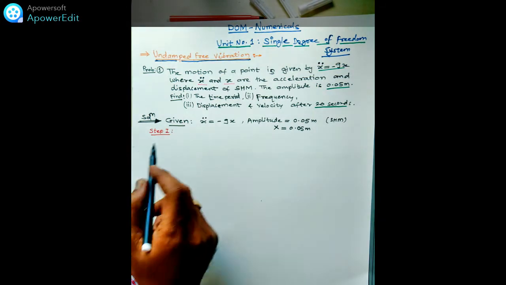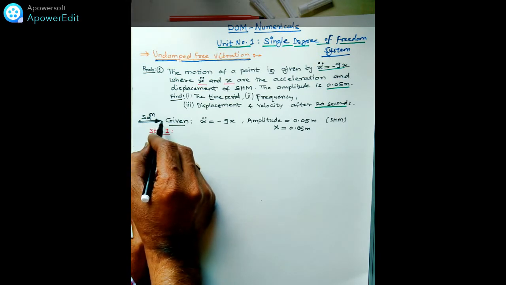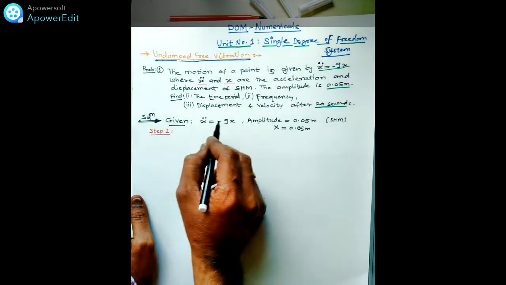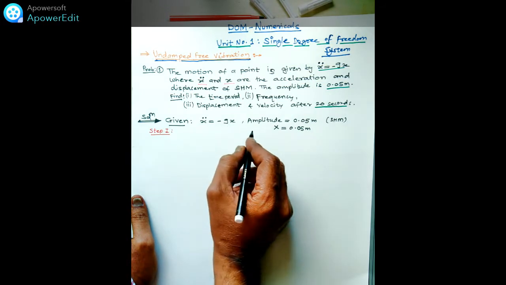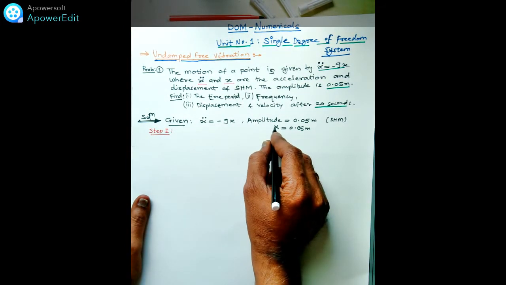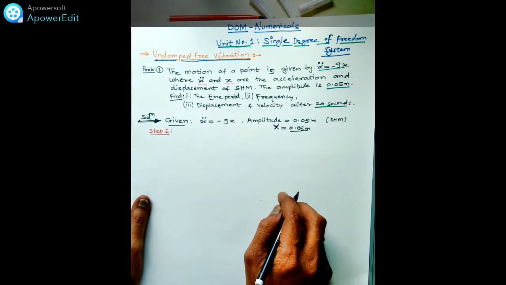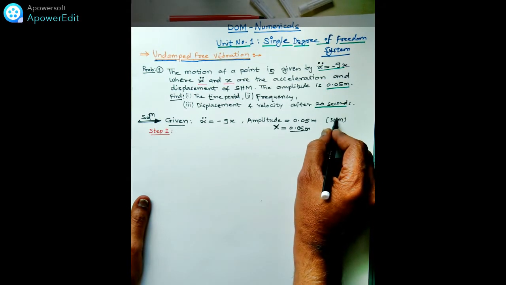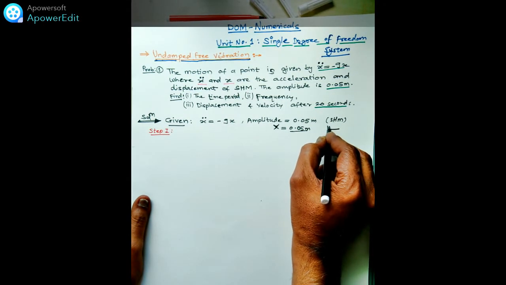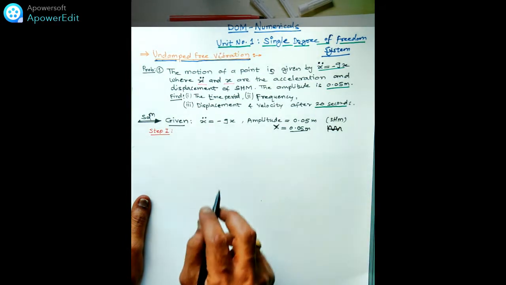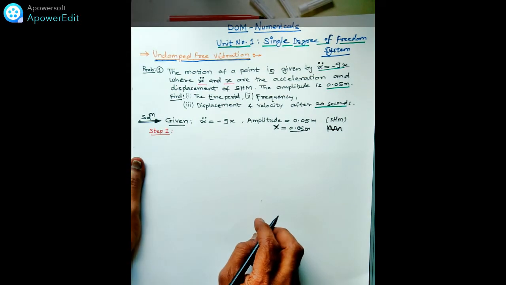So what is given to you? To solve this one, first you write down the given data. X double dot is equal to minus 9x, and the amplitude, that is capital X, I have written here, that is 0.05. The maximum amplitude is the SHM motion.